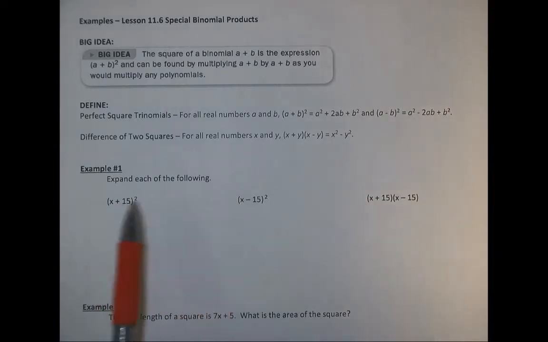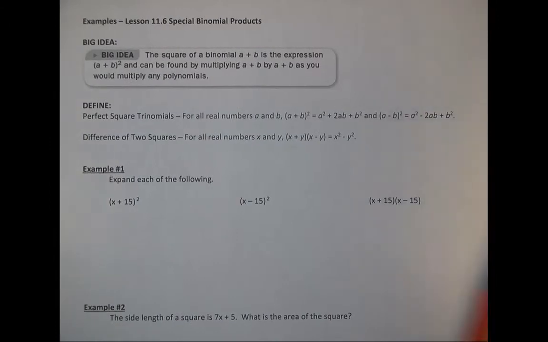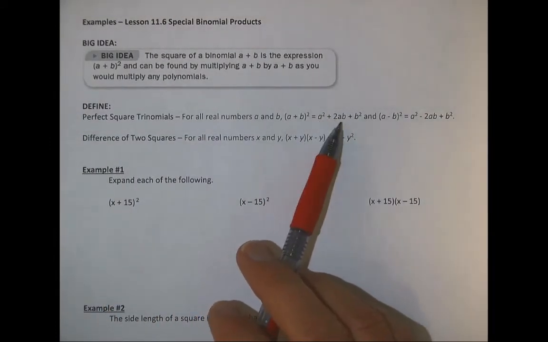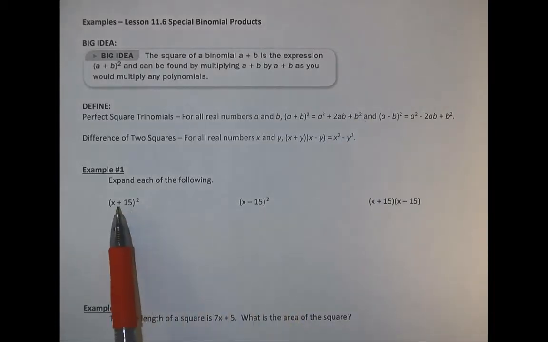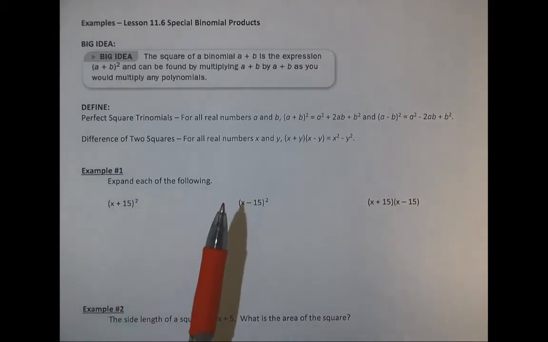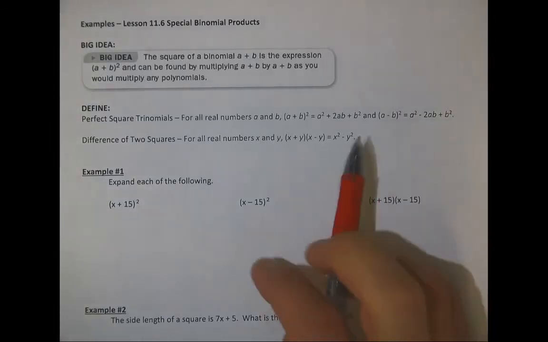The first one looks like this. These are perfect square trinomials. Now you might say, well, that's not a trinomial, but the result is going to be a trinomial. And you can see it's something squared, and it either has a minus or a plus. When we say perfect square, it's because 15 is going to get squared, and we know what that number is. That's 225.